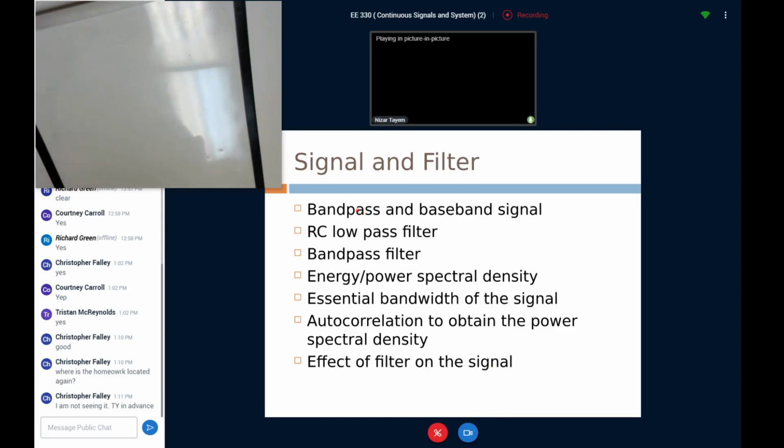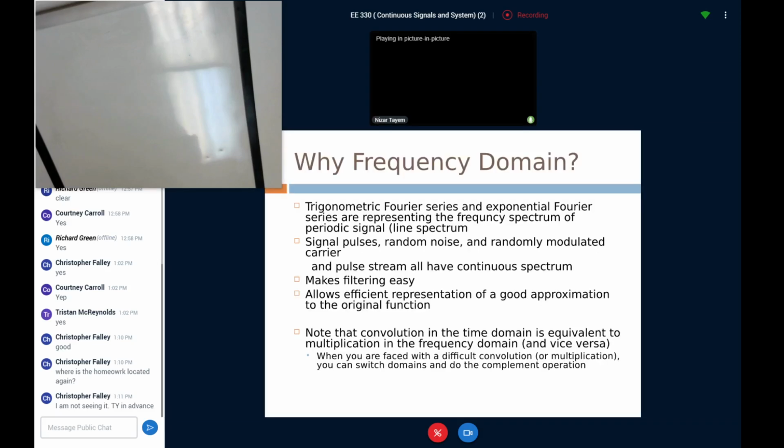Okay, and we'll talk about bandpass and passband filters, RC low pass filter, bandpass filter. We're going to talk about energy and power spectral density. We're going to talk about essential bandwidth of the signal. We're going to talk about autocorrelation to obtain the power spectral density, and we'll talk about the effect of filter on the signal as well.